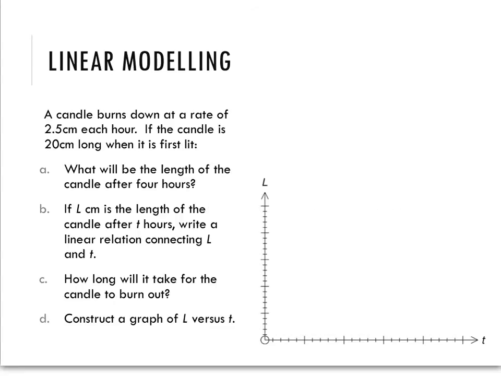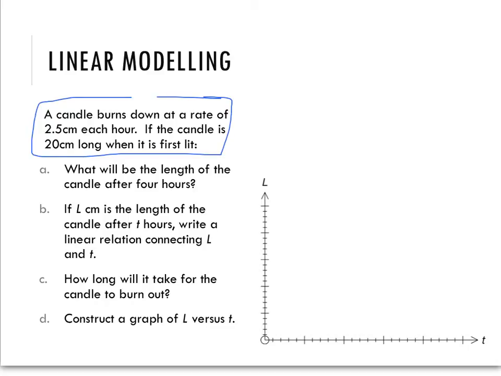Okay, so let's have a look at this example. A candle burns down at a rate of 2.5 centimetres per hour. If the candle is 20 centimetres long when it is first lit, what will the length be after 4 hours? So in this scenario here, remember we're always trying to apply a linear model. So that means we're trying to construct a linear equation using the information that's given to us in the question. So using this information here.